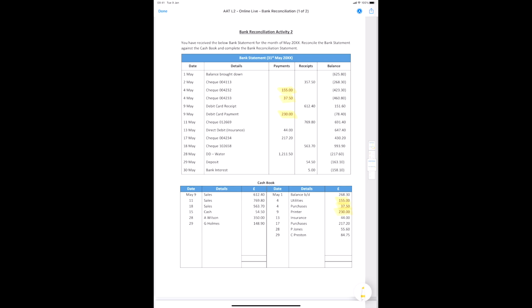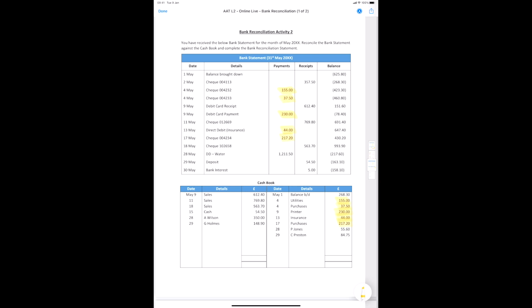We've got a direct debit insurance payment for £44. That appears in our cash book. And we've got a cheque for £217.20, which relates to purchases. We've got a direct debit for water appearing in the payment section, which isn't in our cash book. I'm going to leave that for now because we'll enter that when we get on to step two.